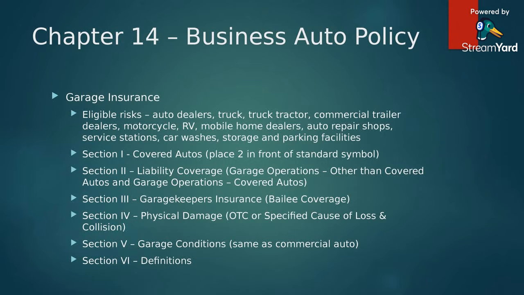And Section 6, under definitions, you've got garage operations defined as the ownership, maintenance, or use of locations for garage business, including adjoining roads and other accesses. It also includes the ownership and maintenance or use of covered autos and all necessary and incidental operations. Under products and work performed, these are defined as goods or products that are made or sold by the insured in the garage business. It also includes the failure to provide warnings or instructions.